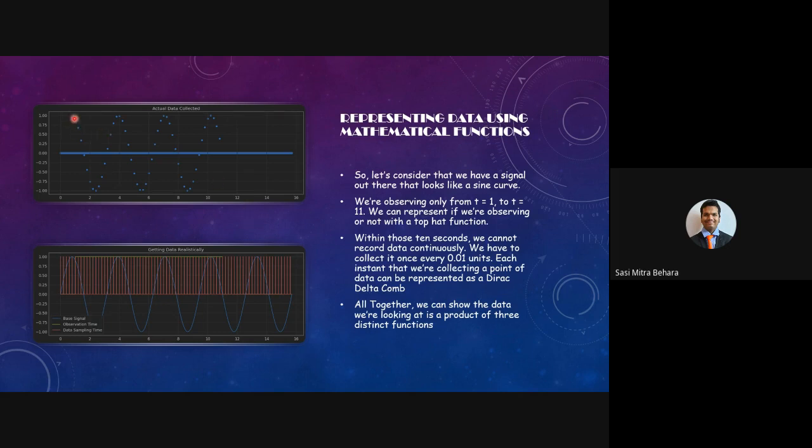Basically, everywhere it's zero except for the times where the Dirac delta comb and the top hat are equal to 1. So that is just a product of the three functions that we saw: the underlying periodic signal, the observation times top hat, and the data sampling times delta comb. So now you can see how the convolution theorem could be helpful.